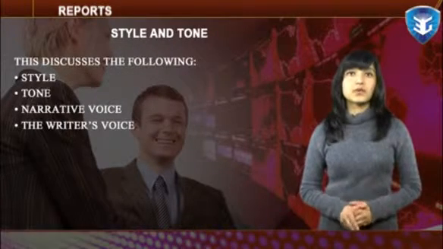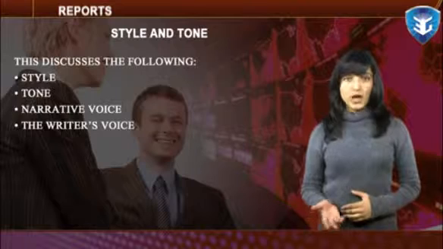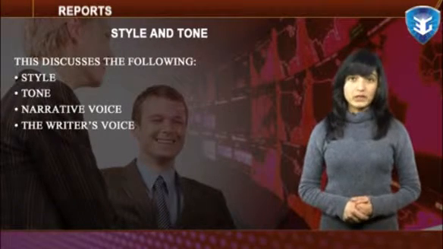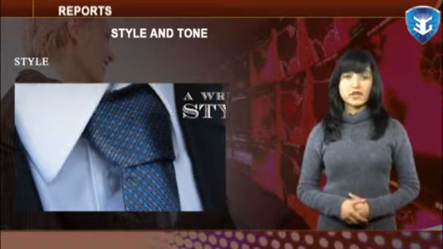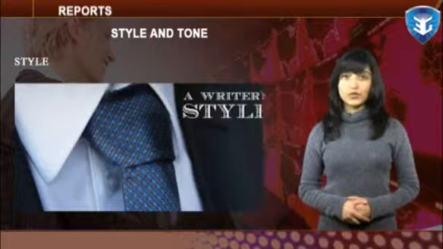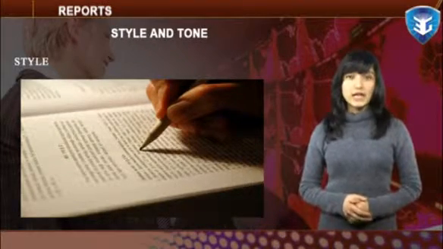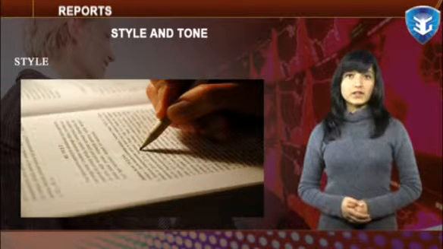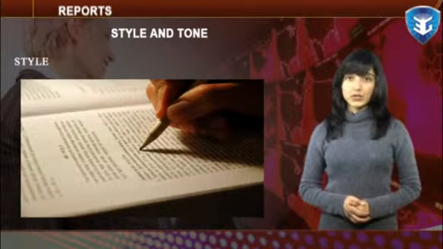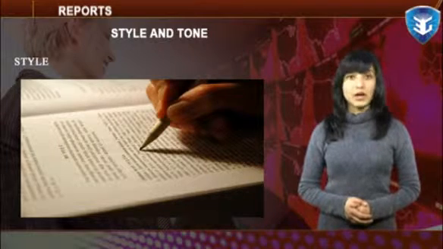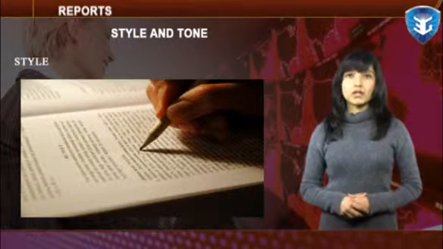This discusses the following: style, tone, narrative voice, the writer's voice. Style. Every fiction writer has a unique style. The writer's style is based on many choices about diction, syntax, sentence structure, detail, dialogue, literary devices, and rhythm. The writer's style comes from the diction or word choice he or she uses. Does the writer use simple language or complex language? Is the language concrete or abstract? What does a word connote?